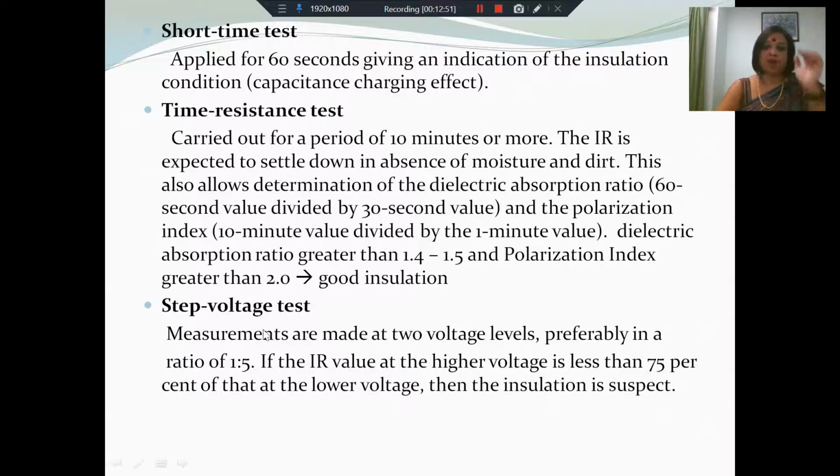Lastly, you have what is called the step voltage test. The step voltage test might be performed at 2 voltage levels, and these voltage levels can be very different, maybe a 1:5 ratio. So if you perform the first test at voltage V, the second test must be performed at voltage 5V. At these values, you measure the resistance. If the insulation resistance value at the higher voltage is less than 75% of that at the lower voltage, then the insulation is suspect. Generally, if you apply higher voltage, the insulation resistance should not drastically reduce.